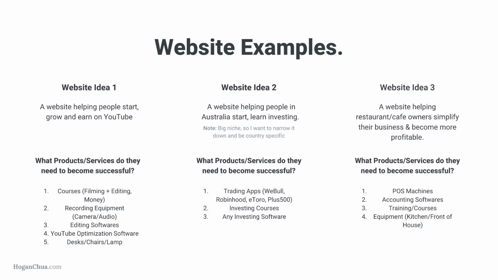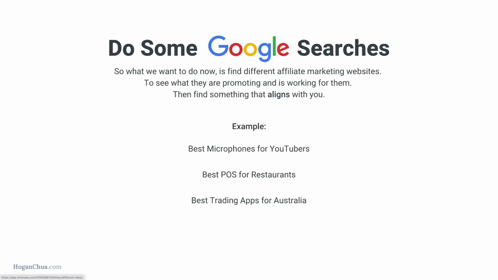Okay. So you have to ask yourself, what products and services do they need to become successful? Just jot that down. And then next, we're going to get some ideas from different affiliate marketing websites. So what you can actually do is open up Google, and let's say we're creating a website for YouTubers, right? Then you can start off by typing in best microphones for YouTubers, or best point of sale for small restaurants, or best trading apps for Australia.